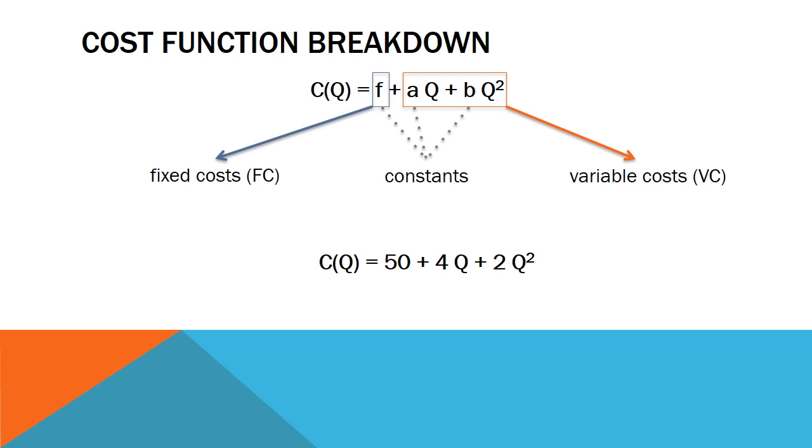So we have total cost given output Q equals 50 plus 4Q plus 2Q squared. So here we have 50 as the fixed costs and 4Q plus 2Q squared as the variable cost, which is what we're looking for.